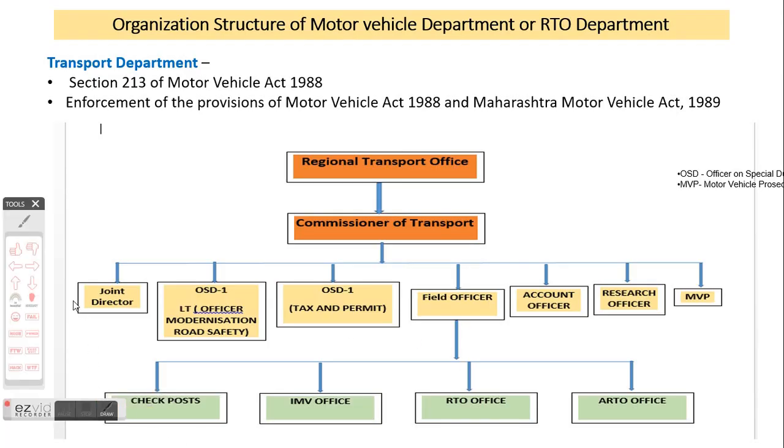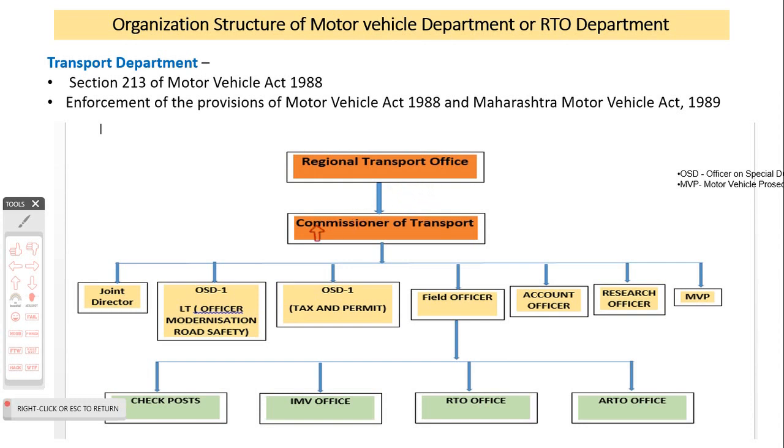Next is the organization structure of the motor vehicle department or RTO department. In every state there should be one transport department, and this transport department is established in every state under section 213 of the Motor Vehicle Act 1988. The main function of this transport department in the state is enforcement of the provisions of the Motor Vehicle Act 1988 and the Maharashtra Motor Vehicle Act 1989.